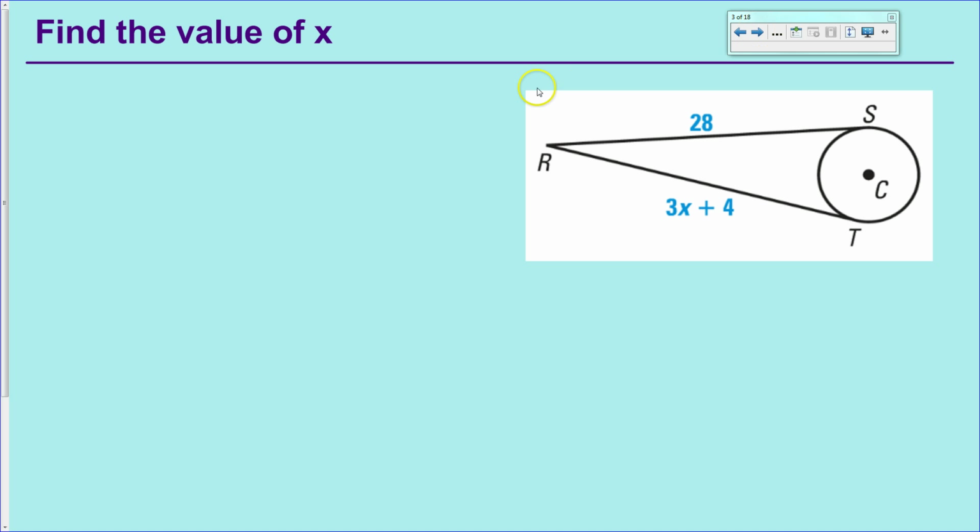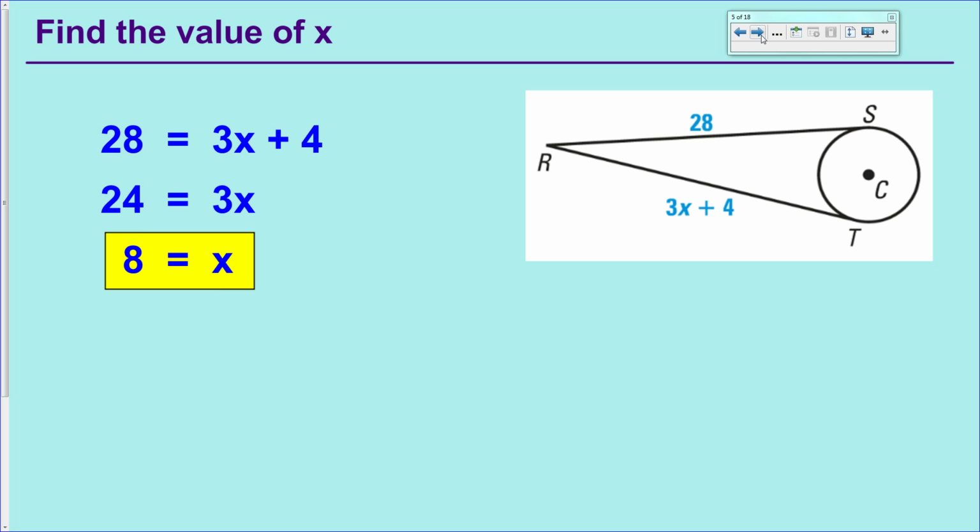Here's an example where we have an external point drawing two tangent segments, and we know that those two tangent segments should be equal. So this one's a very simple two-step equation. Like most geometry problems, if you see two expressions and nothing else, might as well try setting them equal to each other and solving for x, and that's exactly what you do here to get x equals 8.